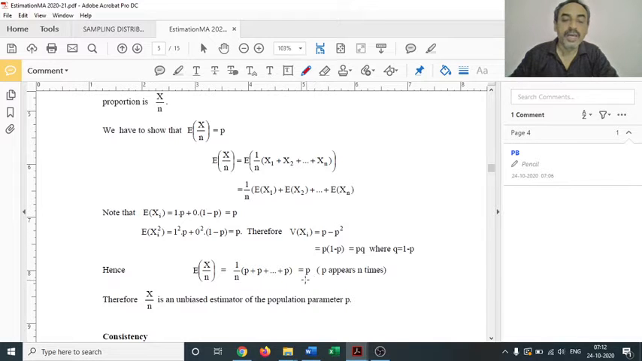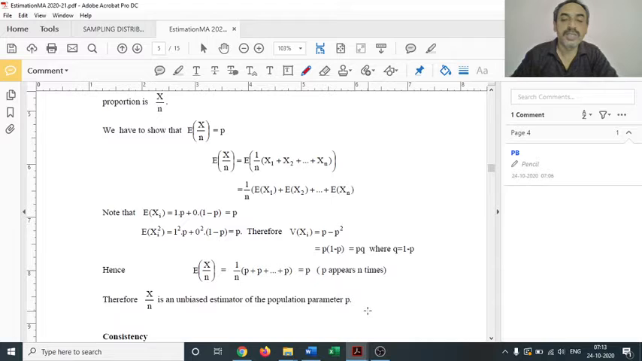Here we note that all these x1, x2, etc., xn are drawn from the same population. Therefore, E of x1 will be p, or the proportion of the population p will be E of x1, and the same will hold for E of x2, because all these variables are coming from the same population. Thus, we get x by n as an unbiased estimator of the population parameter p. That is, in short, the sample proportion is an unbiased estimator of the population proportion.